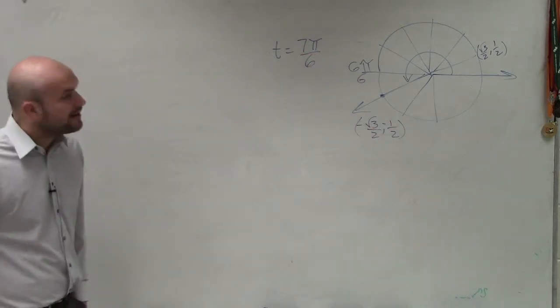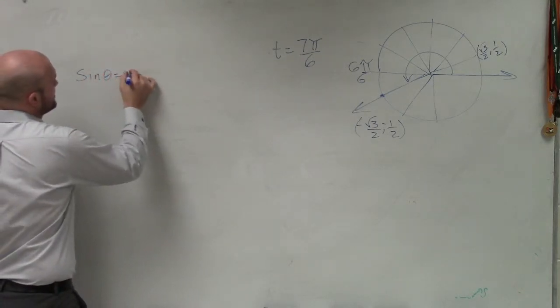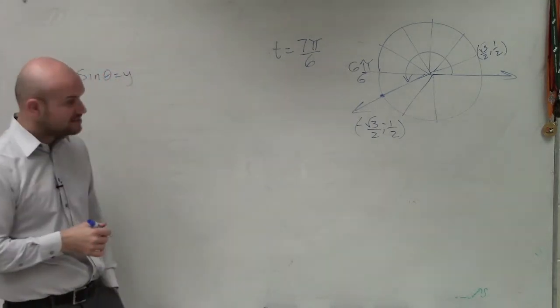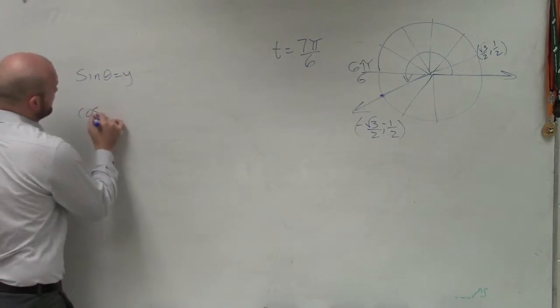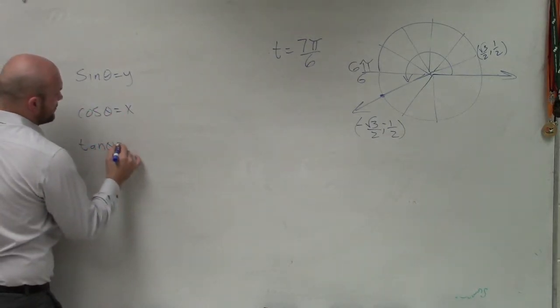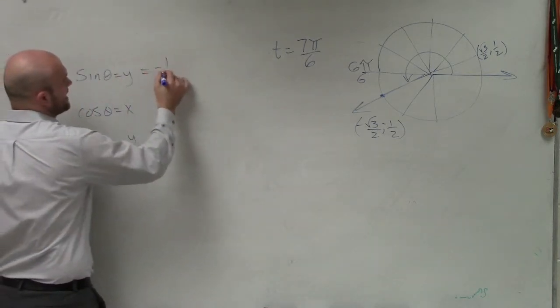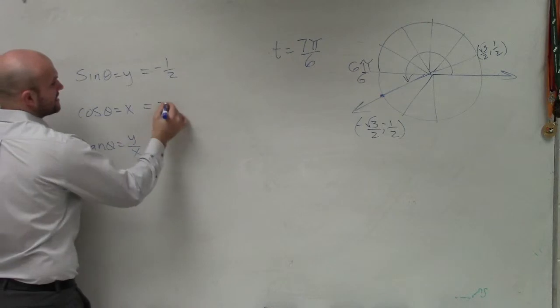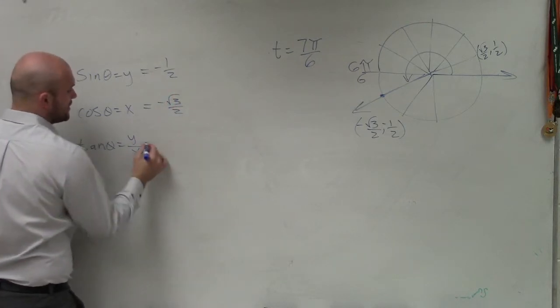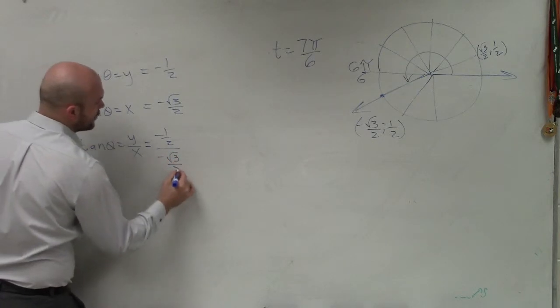All right, so now I need to evaluate for sine, cosine, and tangent. Remember, the sine of theta represents your y-coordinate where the angle crosses the unit circle. Your cosine of theta represents the x-coordinate. And the tangent of theta represents the y over the x. So the y-coordinate in this case is negative 1/2. The cosine in this case is negative square root of 3 over 2. And the tangent is negative 1/2 divided by negative square root of 3 over 2.